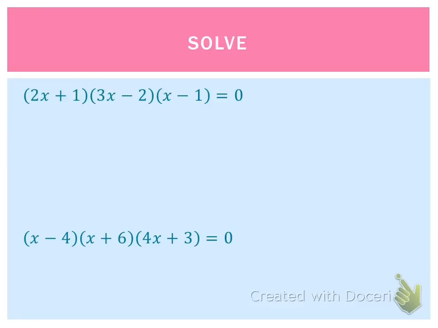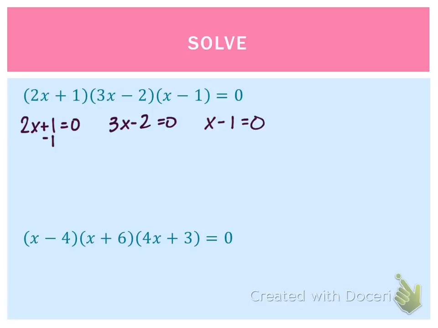And lastly, this time I have 3 binomials. Guess what? It's not going to change. The way that I solve these is exactly the same. The only thing that's different is this time I've got to set 3 different equations equal to 0. So I'm going to write 2x plus 1 equals 0. 3x minus 2 equals 0. And x minus 1 equals 0. Now I'm going to solve these.